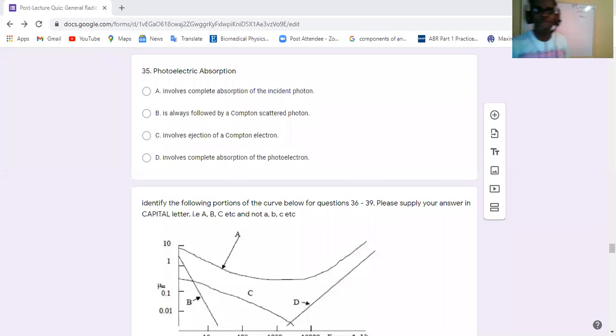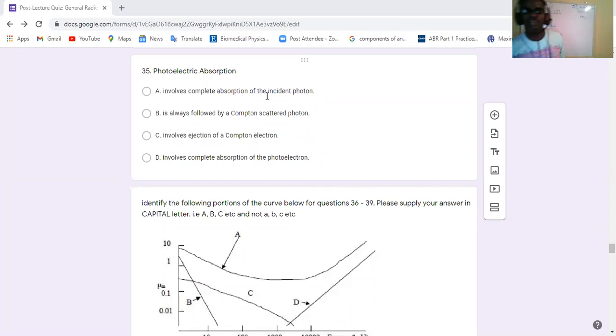We were trying to see the distinction between the two options. Somebody chose A and somebody said D. Involves complete absorption of the photoelectron. This does not tell us anything about the photoelectric absorption. Photoelectric absorption involves the complete absorption of the incident photon. It is when the incident photon is absorbed by the atom that the electron will be ejected.